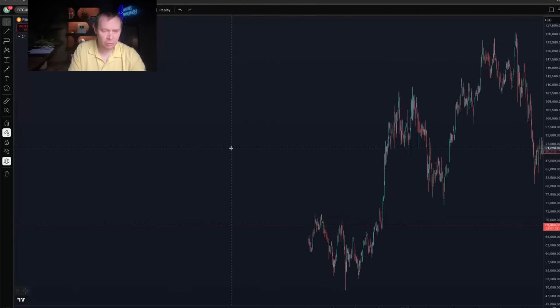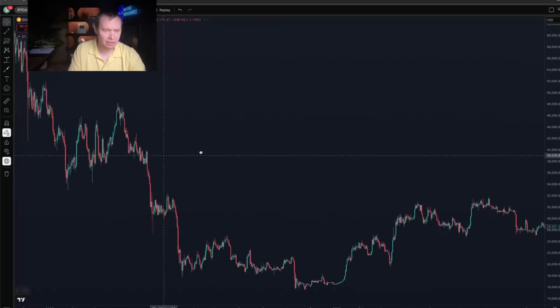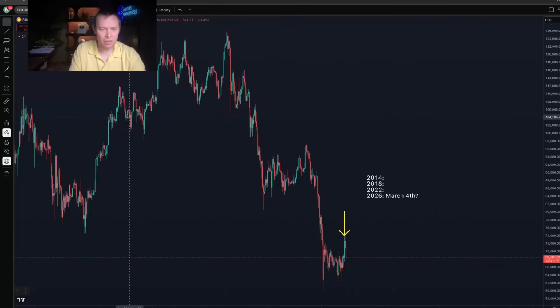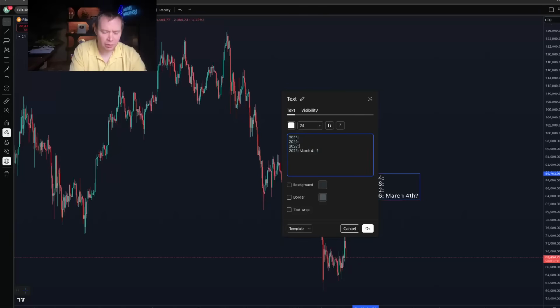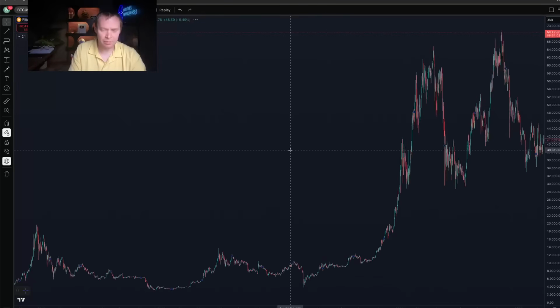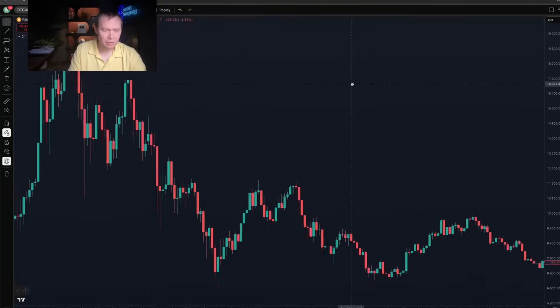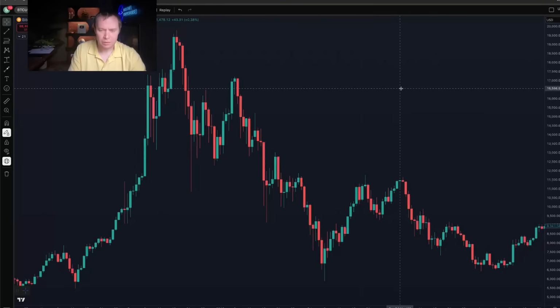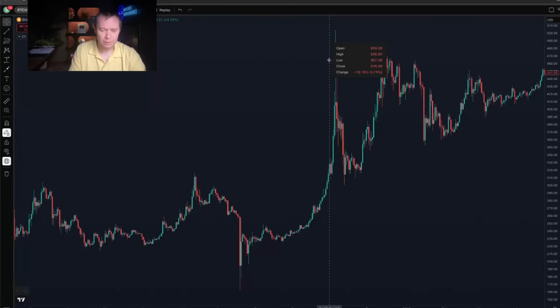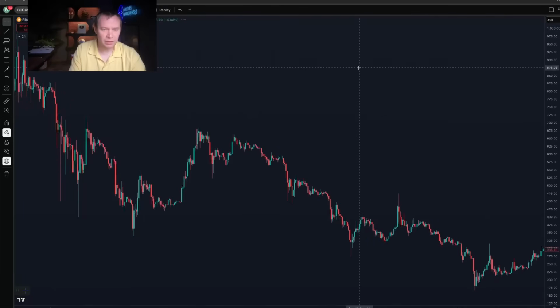In 2022, it was a little different than the other years in the sense that we had the local high on March 2nd, but then we swept the high on March 28th at the end of the month. So if we add that on here, March 2nd, swept high on March 28th. But basically, the highs were mostly in by the 2nd of March. And then if you go to 2018, the local high was March 5th. And if you go all the way back to 2014, the local high was March 3rd.